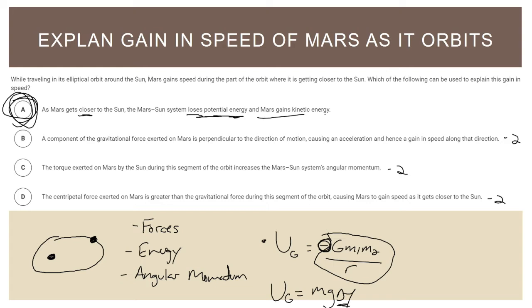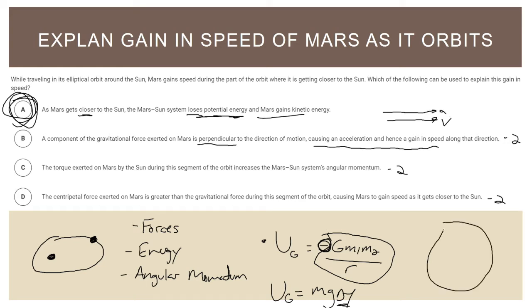Let's very quickly go through the wrong answer choices. B says a component of the gravitational force exerted on Mars is perpendicular to the direction of motion, causing an acceleration and hence a gain in speed along that direction. I'll be honest, when I was looking over this question, deciding to assign it, I wasn't really sure what was wrong with that the first time I read it. Then I skipped it and came back and said, a component of the gravitational force is perpendicular. Oh, it's all about it being perpendicular. An acceleration that causes a gain in speed has to be in the direction of the velocity.